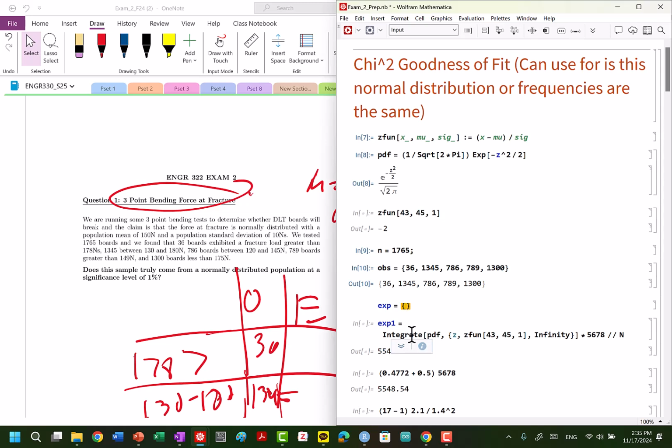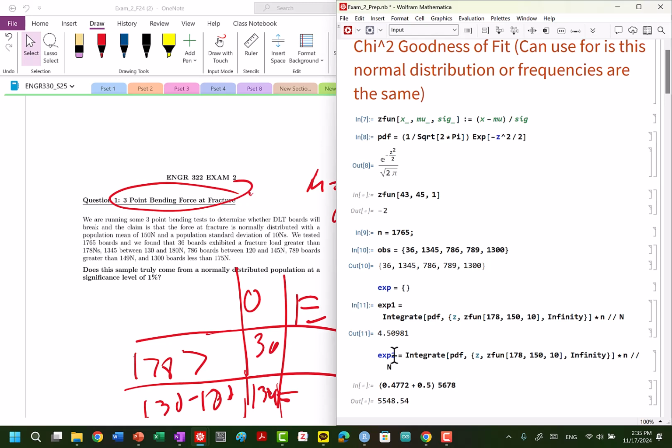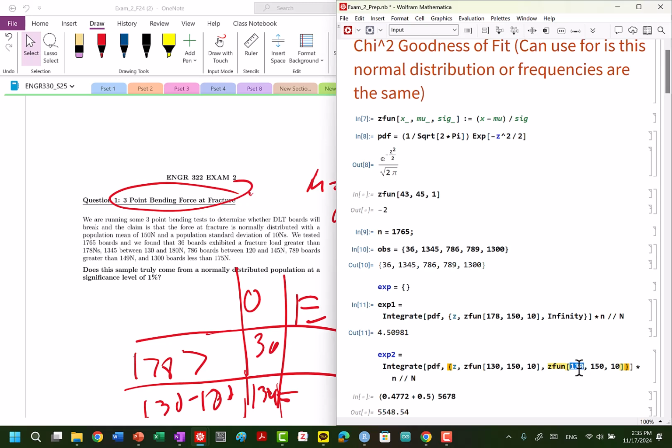And then our expected list is going to be, so the first one is saying 36 boards greater than 178. So 178. Our mean is 150, and our standard deviation is 10. So we want everything greater than 178. So this to infinity times n, and this is going to be our expected 1 value. Our expected 2 value is going to be between 130 and 180. So here we need to do 130, and then we need to copy this and just go from here to here. 180.